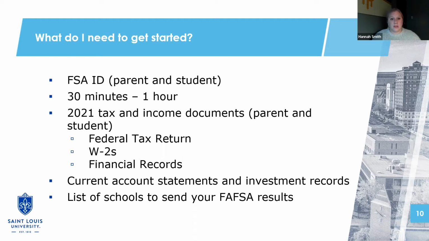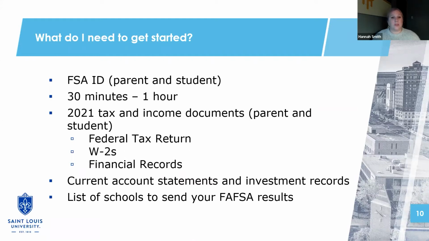So for seniors this year, you are going to be filing the 23-24 FAFSA because you're applying for aid for the 23-24 academic year. If you're starting in fall of 23, you're going to be filing that 23-24 FAFSA. So that means it's going to be asking you about 2021 tax and income information for both the parent and the student. So you'll need your federal tax return, W-2s that show wages earned, and then any financial records. And you'll be able to see what exactly financial information you need when we get to those questions on the FAFSA form tonight. You'll also need your current account statements and investment records.